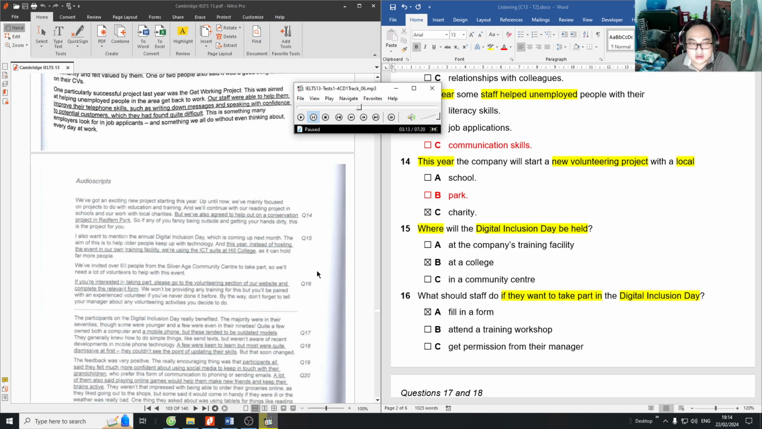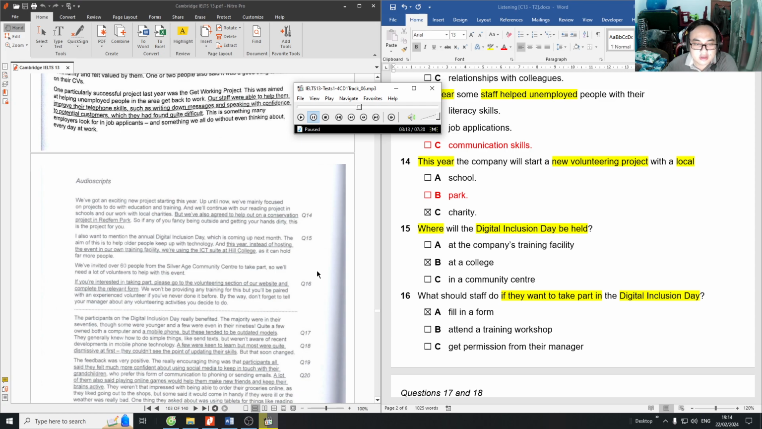Yes, there was the word local charity, but here comes the word but. Whenever you hear the word but, it means you have to change your option.